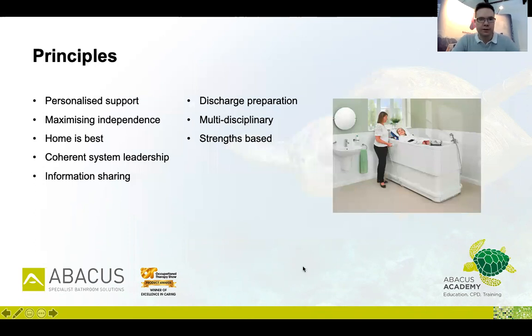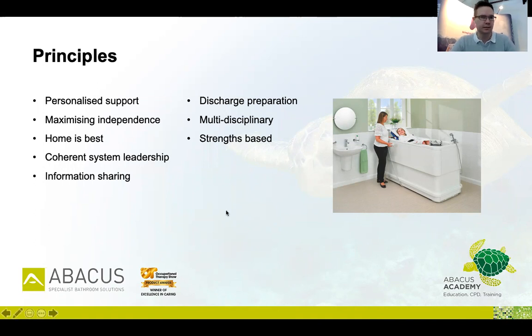The principles of discharge to assess, you can see the list there. I'm not going to regurgitate them, but the ones I want us just to quickly focus on are personalized support, maximizing of independence, home is best, and discharge preparation. So personalized support is an interesting one because it often feels like within acute settings, we're moving as far from personalized support as we possibly can. But what it refers to is if this process is carried out properly and how it's intended, the support the person requires when they leave hospital is client-centered, it's patient-centered, and it's specifically designed around their needs.